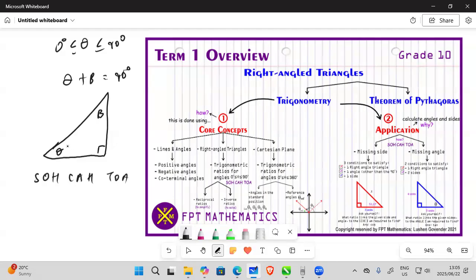And if you think about it, if this is a right angle triangle and this is 90, that means this plus this here must equal 90, since the angles in a triangle sum to 180. So at the extreme, theta will be 89 degrees and beta will be 1 degree.